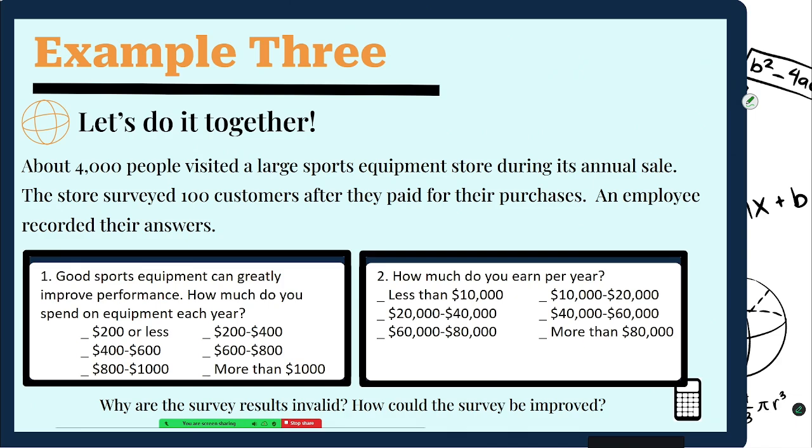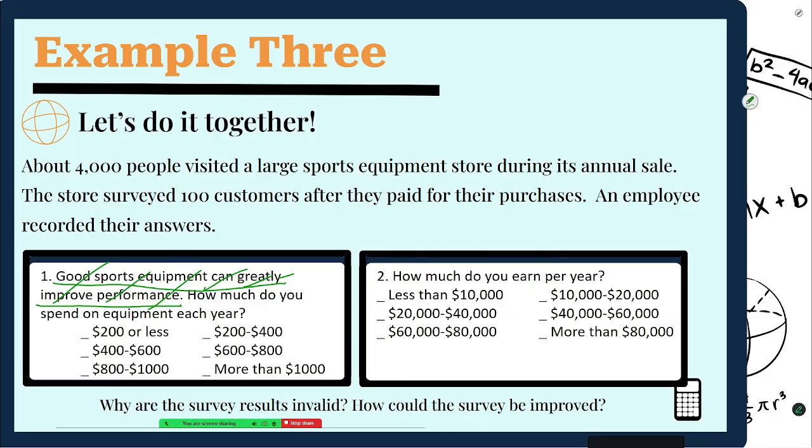We can change the wording. We don't need to preface it with good sports equipment can greatly improve performance. We can get rid of that. And we can just say, how much do you spend on equipment each year? On average, how much do you spend? Maybe some years you spend more than others.